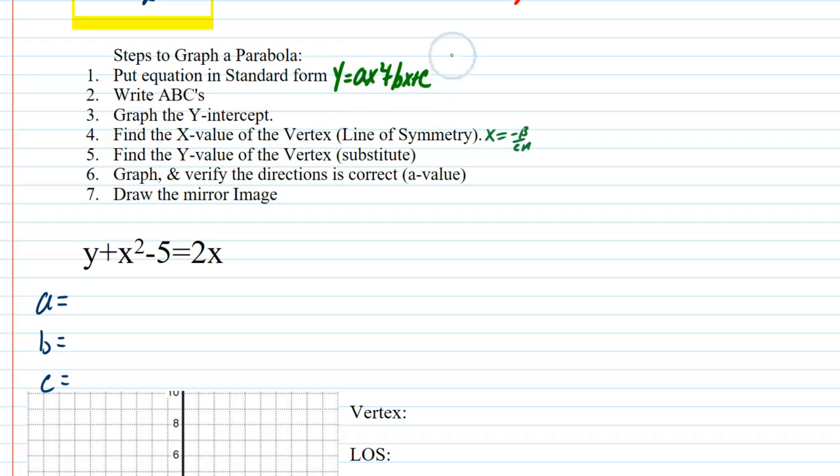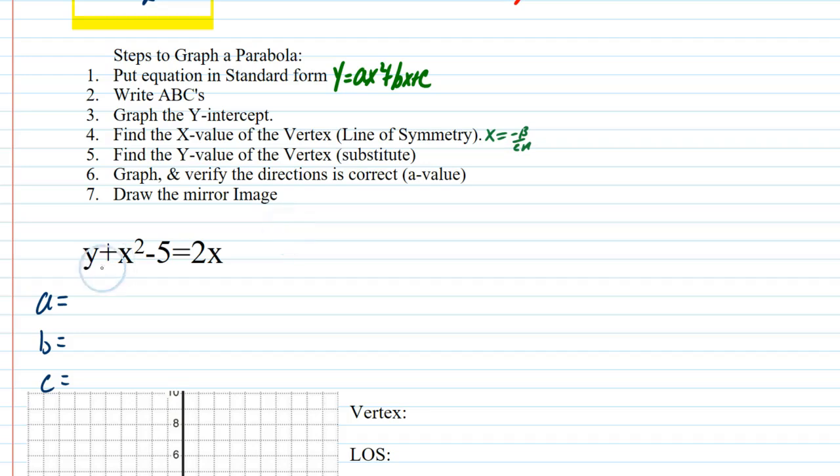First, you need to put the equation in standard form if it's not already there. Then you write your ABCs, graph the y-intercept, find the x value using x equals negative b over 2a, find the y value of the vertex, which you just do by substituting, graph and verify the direction is correct based off of the a value, and then draw the mirror image.